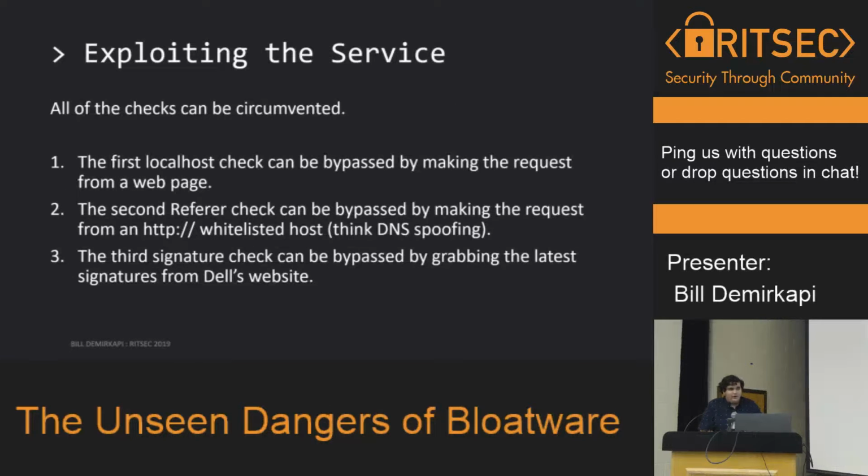So fortunately, all of these checks can be circumvented. The first check, making sure whether or not the request is from the local machine, can be bypassed by making the request from a website, because it'll appear as though the browser is doing the request. The second referer check can be circumvented by making the request from a Dell website that we connect to using HTTP, allowing for DNS spoofing. Cross-site scripting would also work for this, but the issue with that is that further on, it won't work out. The third check can be bypassed by grabbing signatures from the page Dell exposes to everyone.